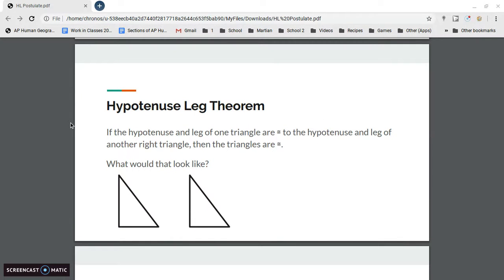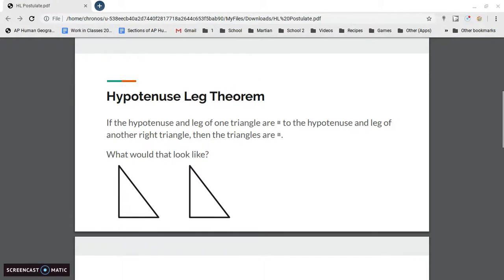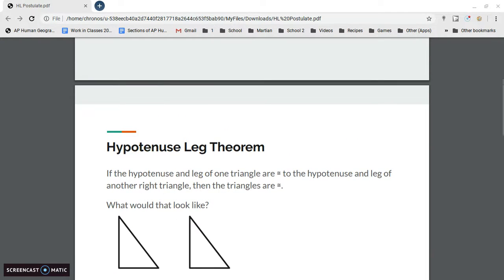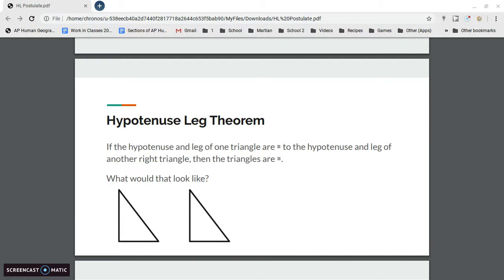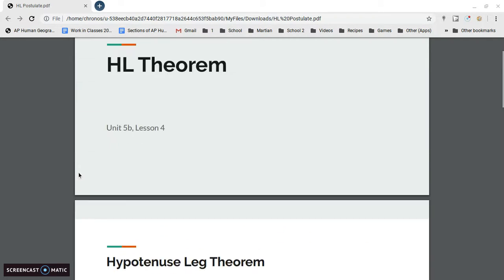So here's what the theorem states. If the hypotenuse and leg of one right triangle are congruent to the hypotenuse and leg of the other right triangle, then the triangles are congruent. What would that look like?